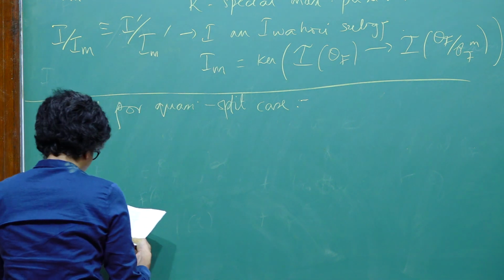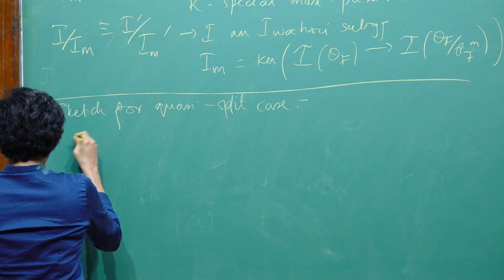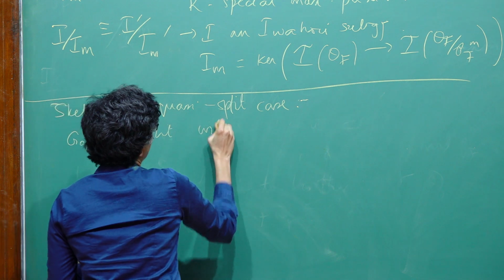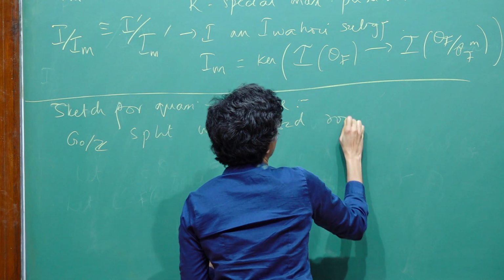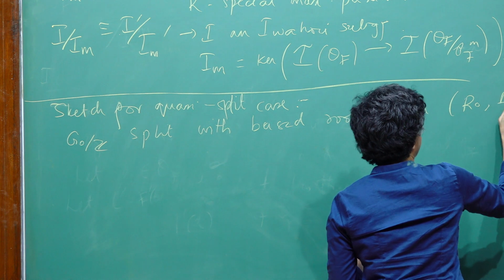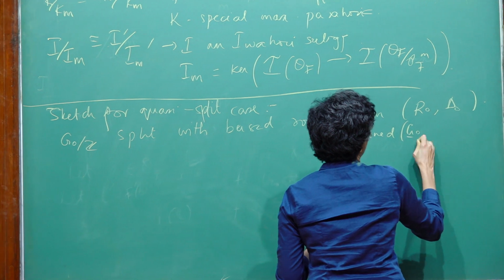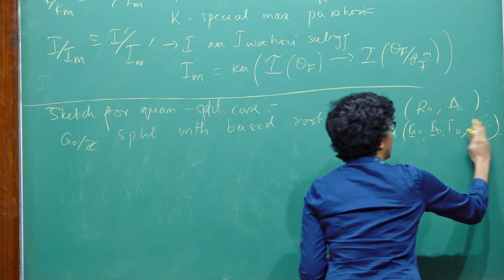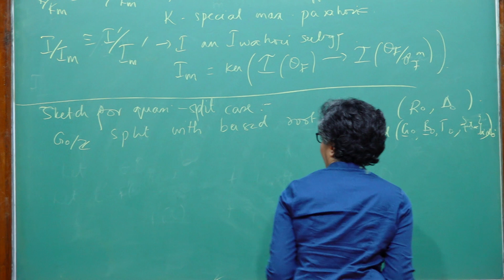So I'll just write it down formally, what this means. So G0 split with based root datum, say R0, delta 0, and then I'll take a pinned group, so I'll have G0, B0, T0, X alpha, alpha and delta 0.